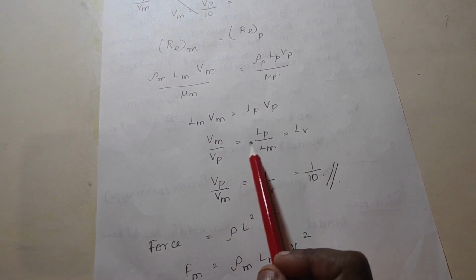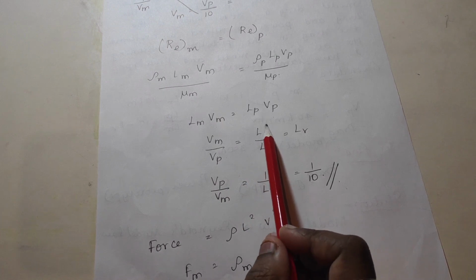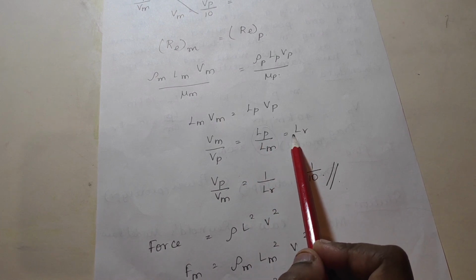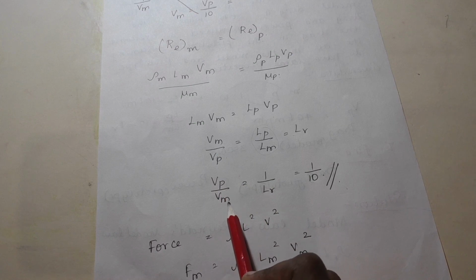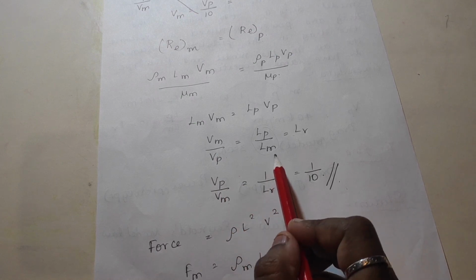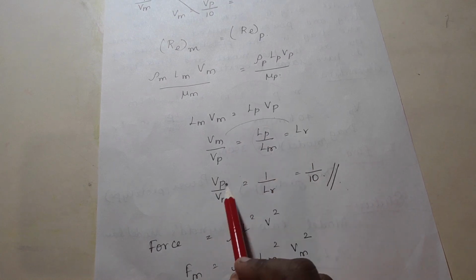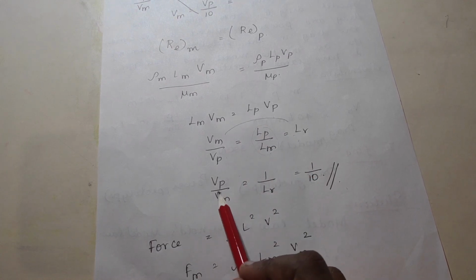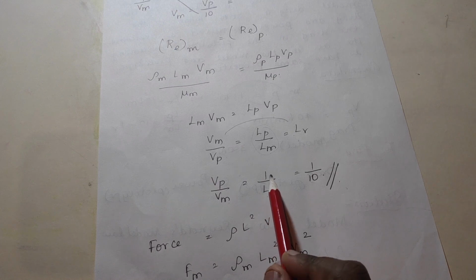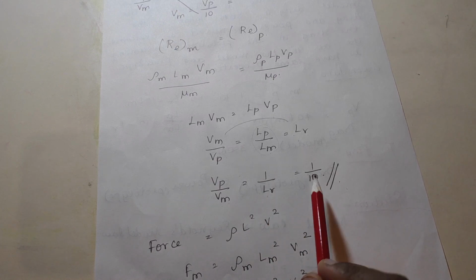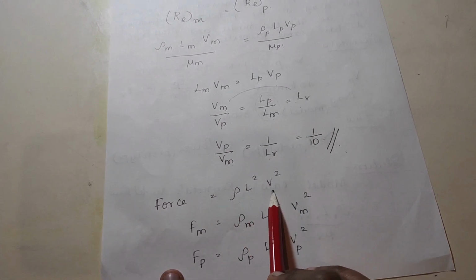So Vm by Vp is equal to Lp by Lm. What is Lp by Lm? It's nothing but Lr. So Vm by Vp is equal to Lr. What about Vp by Vm? It will be 1 by Lr, which means 1 by 10. What is force? Rho L square V square.